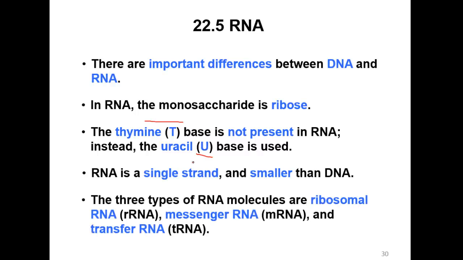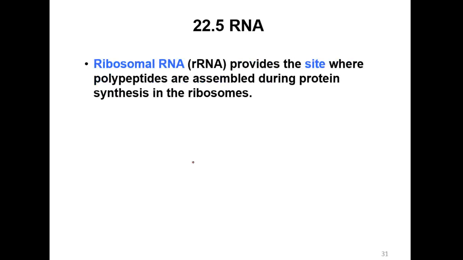There are 3 types of RNA which we will quickly go over: rRNA, which is ribosomal RNA, mRNA, which is messenger RNA, and finally tRNA, which is transfer RNA. Ribosomal RNA provides the site in the ribosomes where polypeptides are assembled during protein synthesis. So RNA takes the information from DNA, and it's actually responsible for synthesizing our proteins.